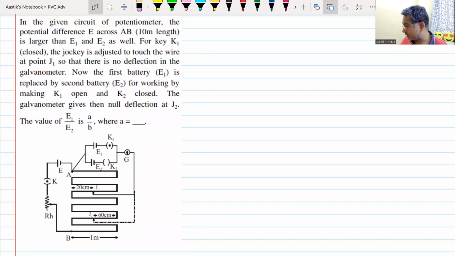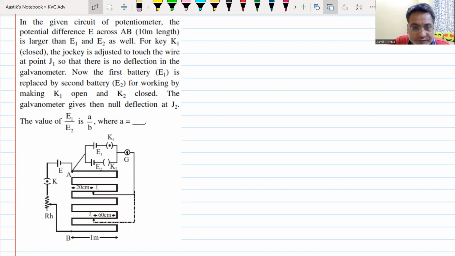Well, you can go and then solve this problem. This is a problem from last year's paper. In a given circuit of potentiometer, the potential difference E across AB is larger than E1 and E2 as well.